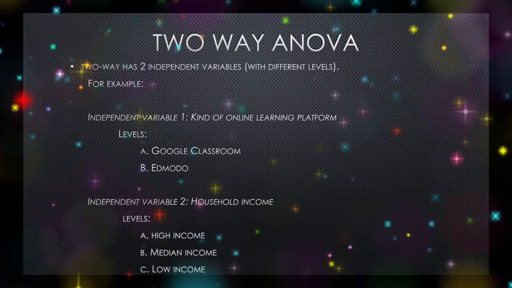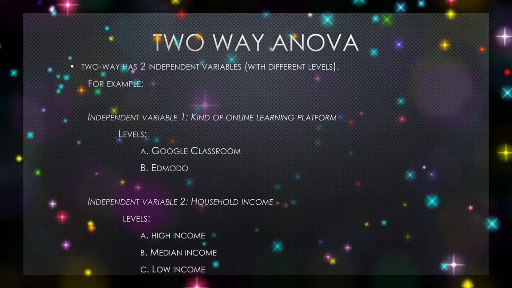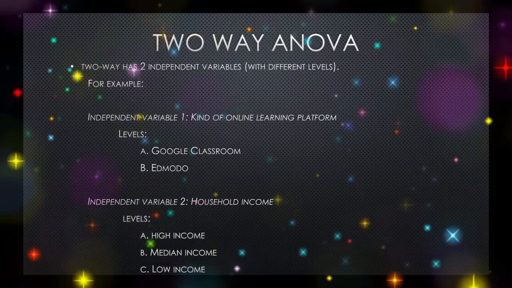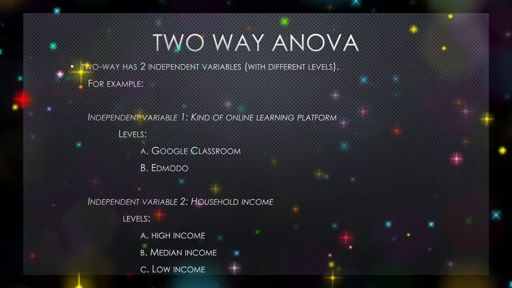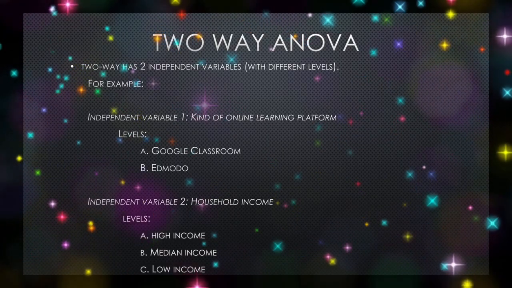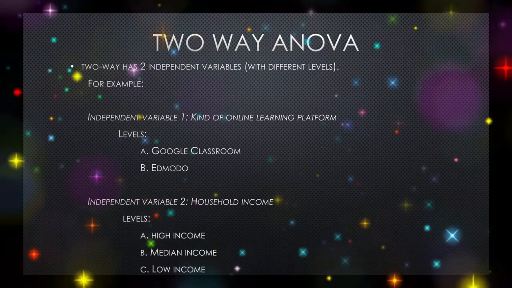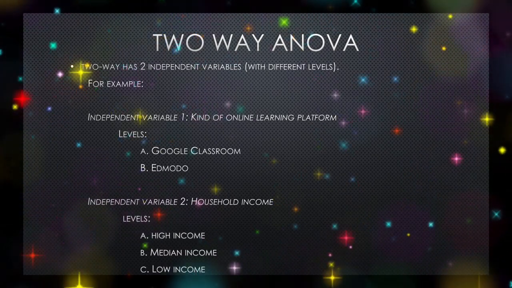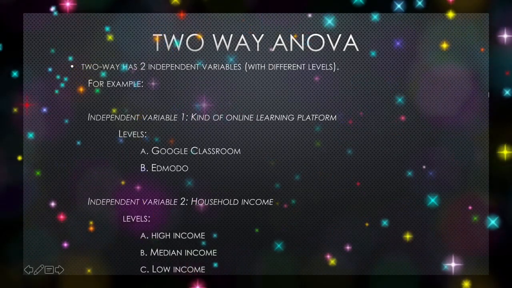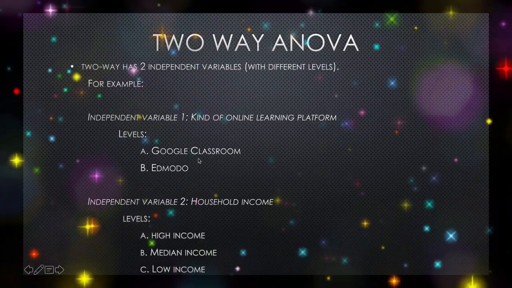However, sometimes there are more than just one independent variable. So what if you have two independent variables? Well, that is the two-way ANOVA. As an example, we have the first independent variable, the kind of online learning platform, which we already talked about before, Google Classroom and Edmodo.